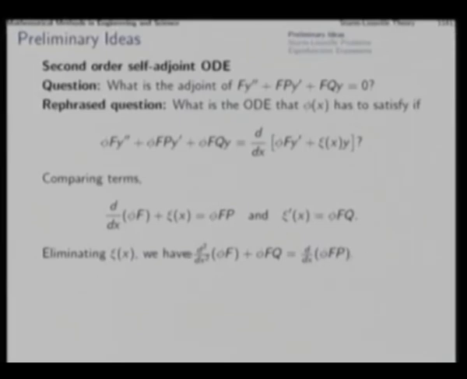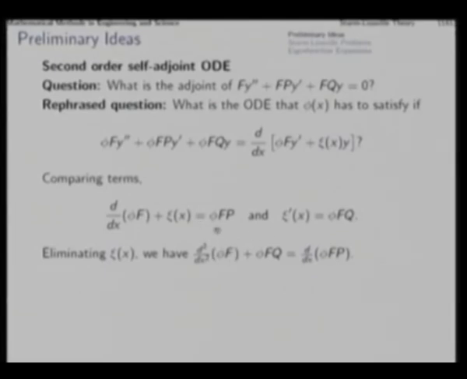So, this is the differential equation which phi must satisfy if it is going to make this an exact derivative through multiplication. That is, the adjoint of this differential equation will be this differential equation which phi must satisfy. So, let us expand it and write it in proper form.